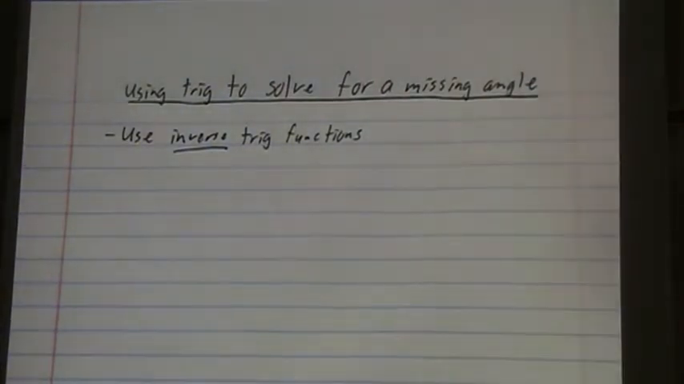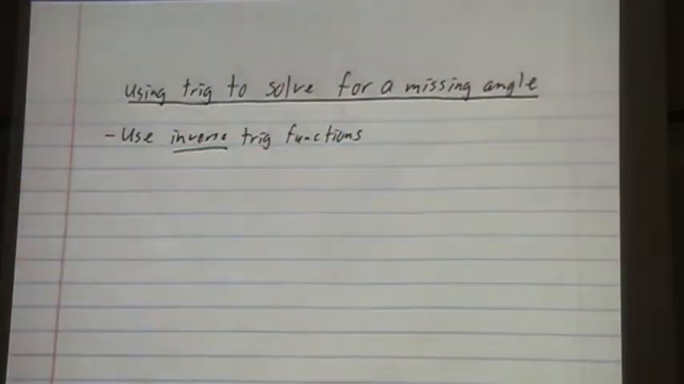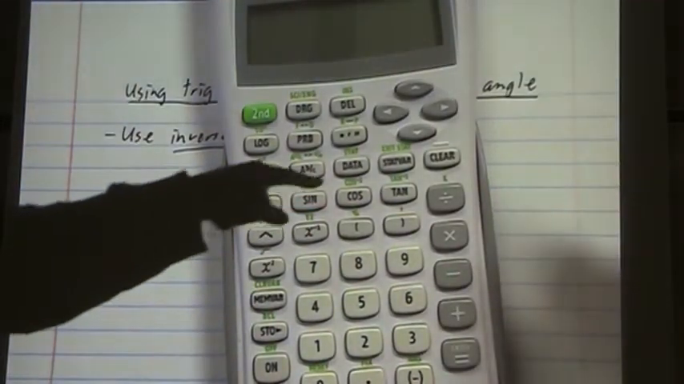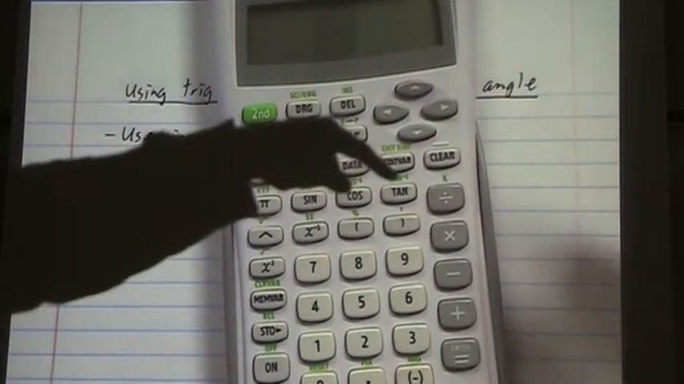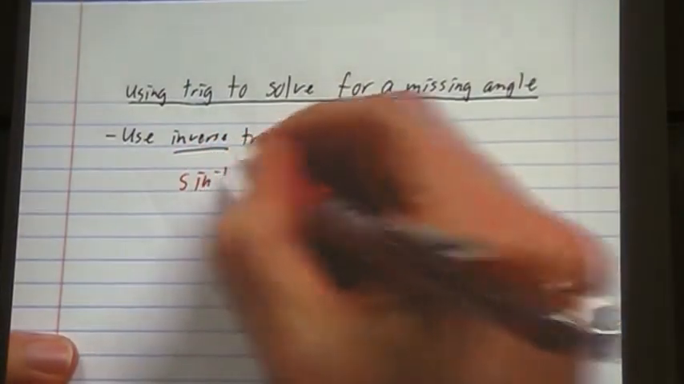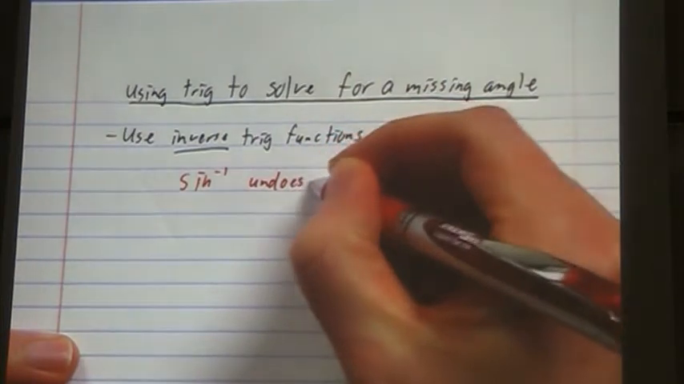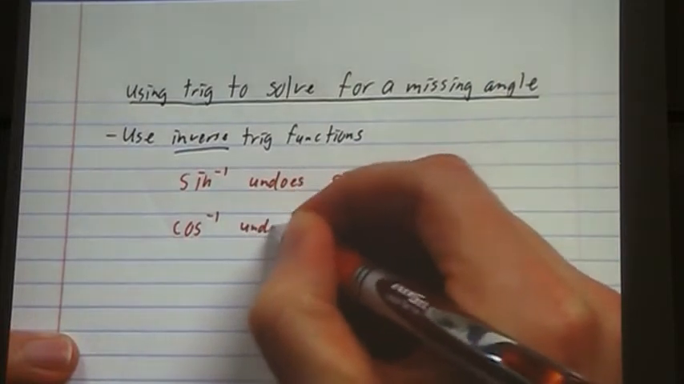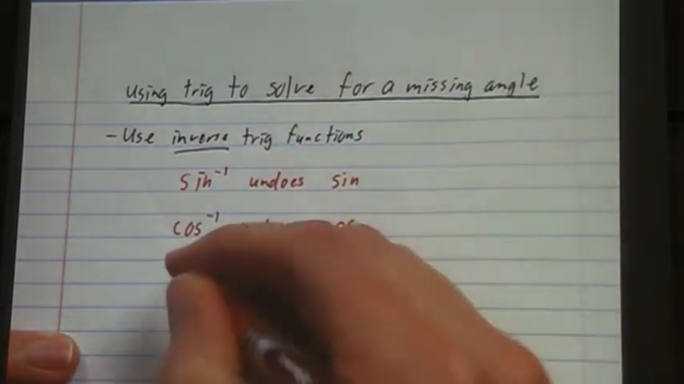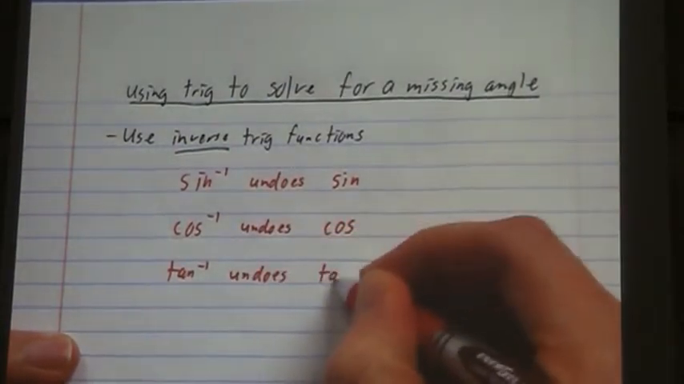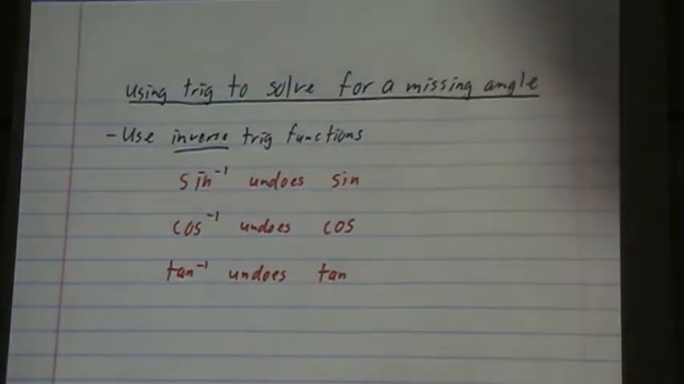So, what's an inverse trig function? Well, if you look right above your sine button on your calculator, you're going to see these green sin minus 1, cos minus 1, tan minus 1. Those are your inverse trig functions. So sine minus 1 undoes sine, cosine minus 1 undoes cosine, and tan minus 1 undoes tan. Okay? Just kind of like square undoes a square root. That's what these guys do.